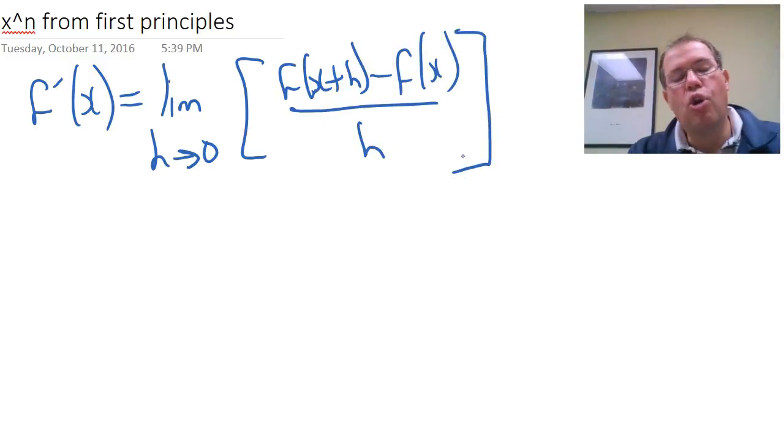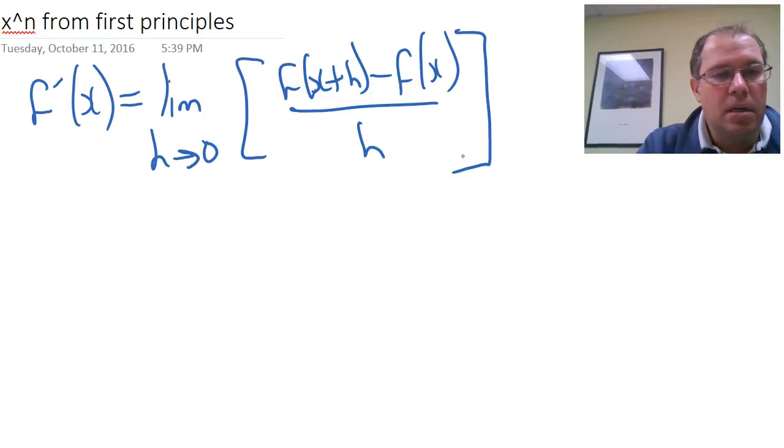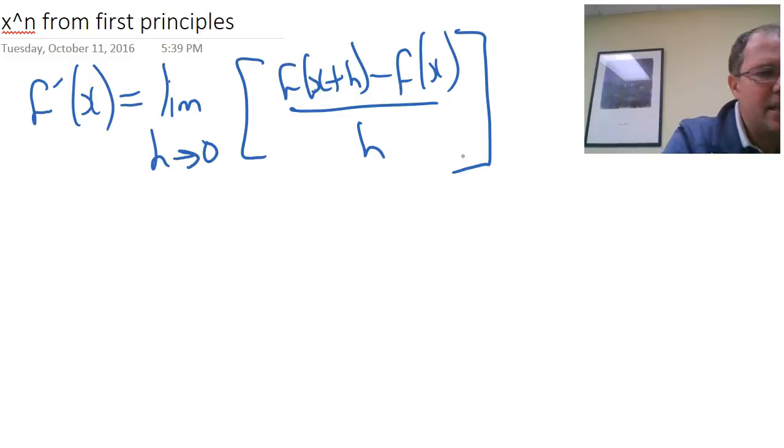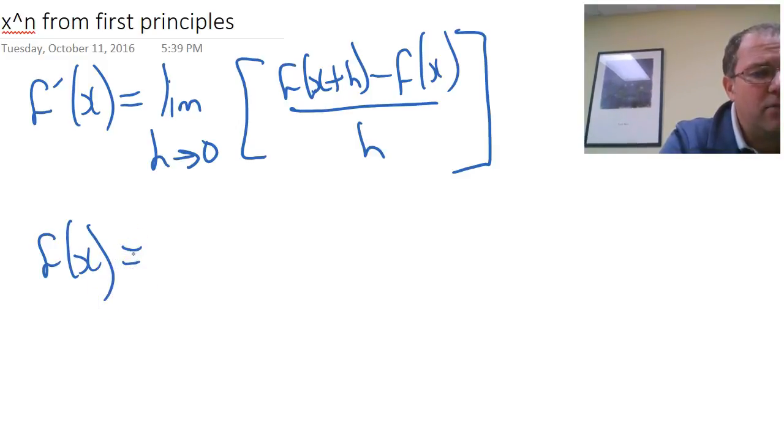Now I'm going to prove it only for n being a non-negative integer, so just for values of n like n equals 1, 2, 3, 4, 5, 6. So I'm not going to do it for fractions like 2/3 or negative numbers like x to the minus 2, even though it can be proved for that. This is a simpler proof.